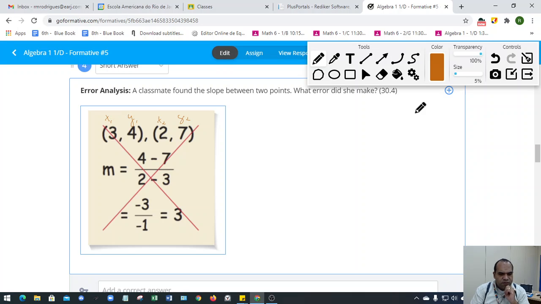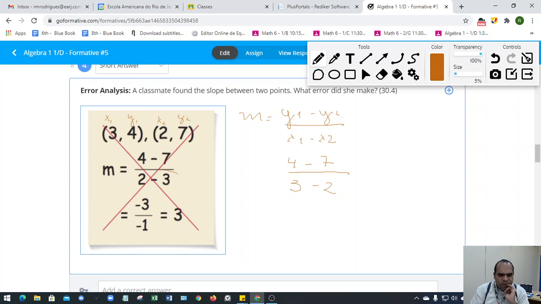Here, she solved this problem with 4 minus 7 and 2 minus 3. I think it's wrong. Let's remember the formula to find it: y1 minus y2 over x1 minus x2. Let's check it out if it's okay or not. y1 is 4. 4 minus y2, which is 7. 4 minus 7, great. My x1 is 3 and my x2 is 2.